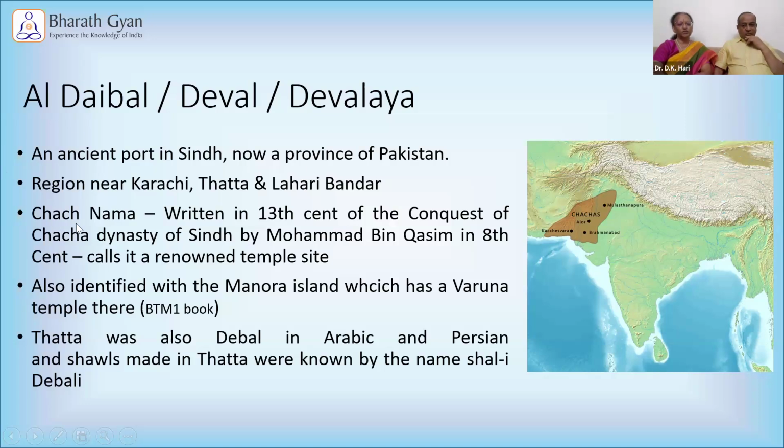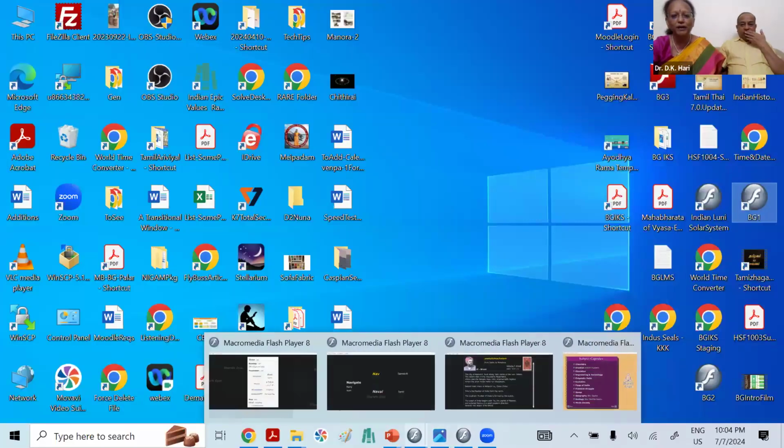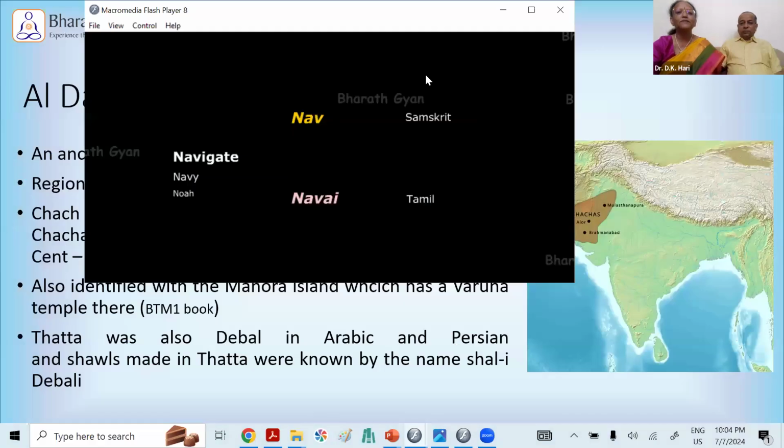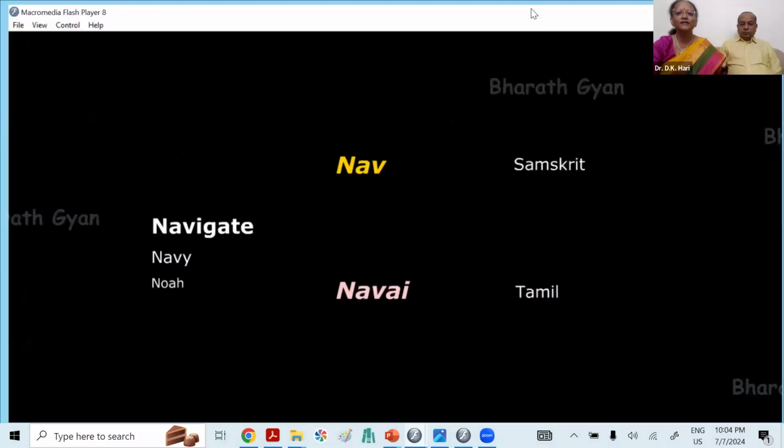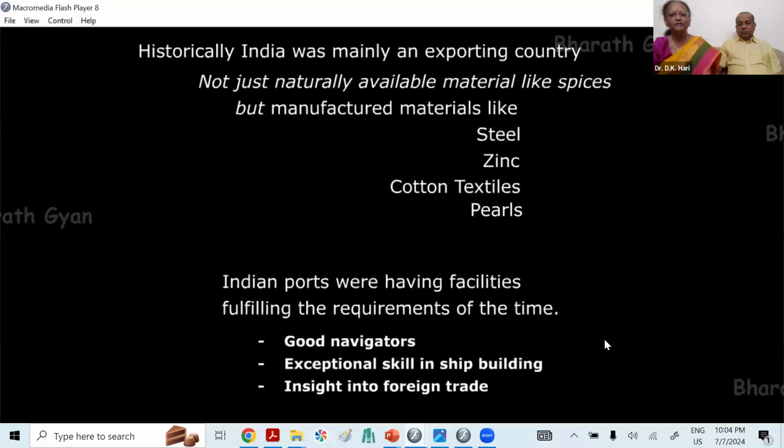And it was the region of the Chacha dynasty of the Sindh region. And if you look at this particular region, it is identified with an island which is called the Manora Island. And the Manora Island exists even today. And do you know what exists on that Manora Island? You have the old ancient temple of Varuna, the divinity Varuna Dev. And this Varuna Dev and this temple of Manora, we'll see where exactly it is and what this temple of Manora is.